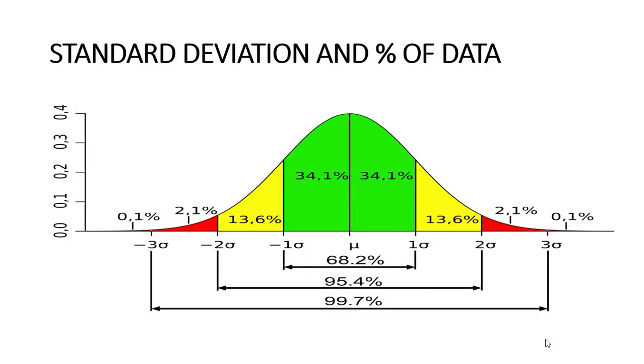Then we talked about the normal distribution curve, and we saw that the distance between minus 1 standard deviation to plus 1 standard deviation covers about 68.2% of the data. The distance between minus 2 standard deviations to 2 standard deviations covers 95.4% of the data. And we finally saw that the distance between minus 3 standard deviations to 3 standard deviations covers 99.7% of the data.